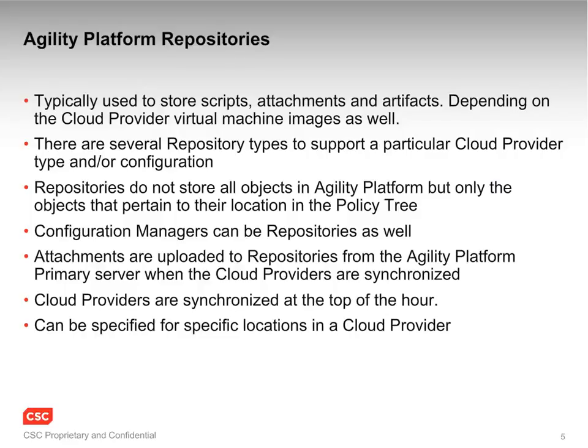Repositories do not typically store all of the objects within Agility Platform, but only the objects that pertain to their location in the policy tree. So if you have a cloud provider that is configured within a certain part of the tree, for instance, one that's for HIPAA objects, then that particular repository will only have the HIPAA data. It will not have the information from the other parts of the tree, and vice versa is true. If you have a corporate operations, it would not have the HIPAA compliant policies and scripts configured.